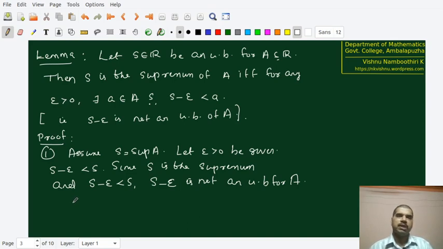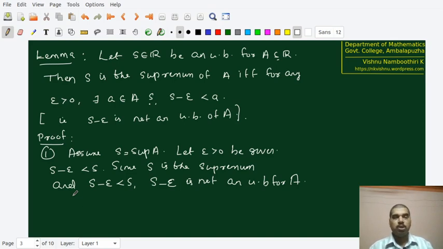What is the negation of saying that? We have a statement where we are saying that S minus epsilon is not an upper bound. S minus epsilon is an upper bound provided every a in capital A is less than or equal to S minus epsilon.